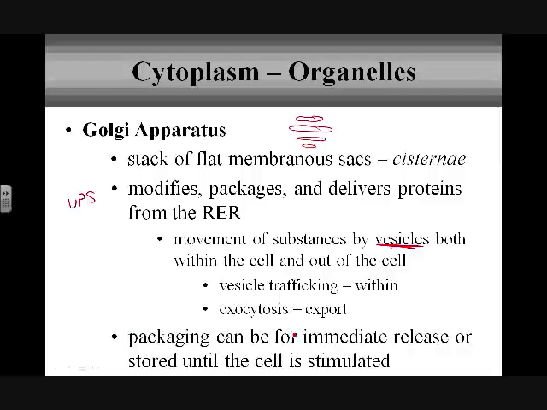Packaging by the Golgi apparatus can be for immediate release, so the Golgi apparatus may package it and send it out to do its job immediately, or it may be stored in a vesicle until it's stimulated. What I mean by stimulated, for example, hormones. Cells that produce hormones aren't just going to be secreting them all the time in the same amount. Sometimes hormone secretion needs to be halted, slowed, and then there's a stimulation that more of that hormone is necessary. So keep in mind that the Golgi apparatus doesn't just package it and send it on its way. It may package it and hold it for a little while.